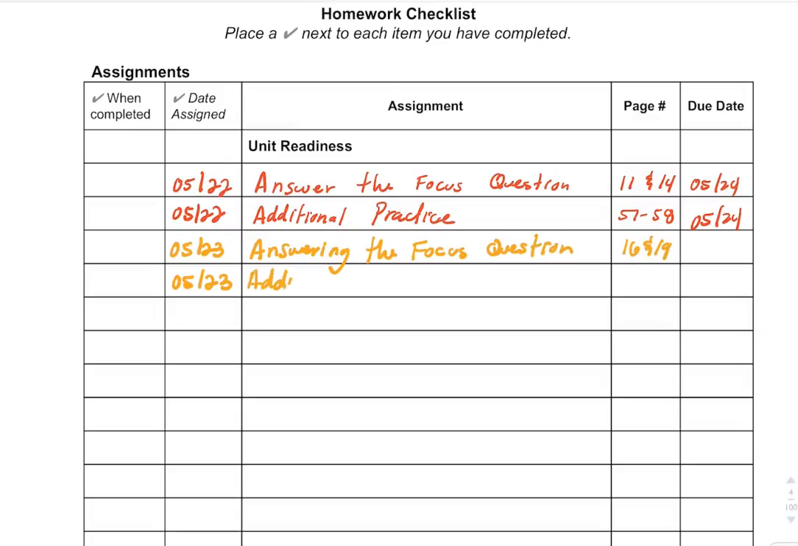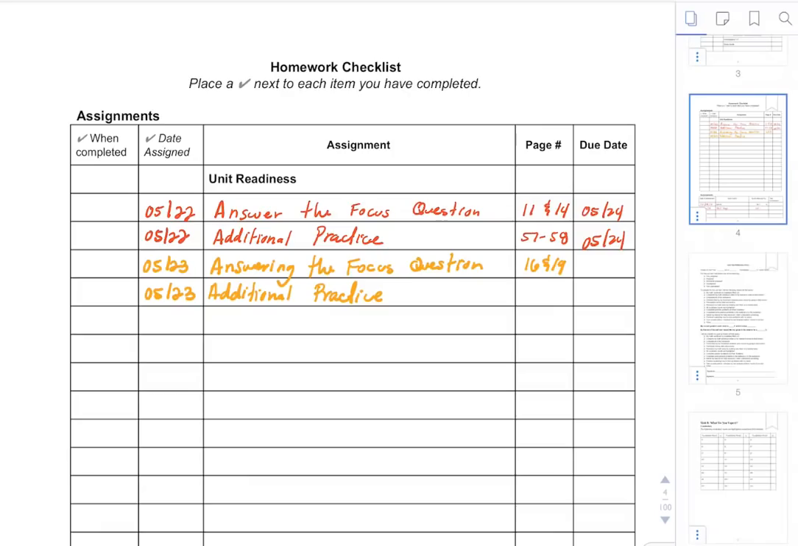And we have additional practice on pages 46 and 60. And this is due when you return. So this will be Monday and Tuesday next week. Sorry, Tuesday and Wednesday. I think it's the 28th and 29th. So 05/28 for odd and 29th for the even. All right, go ahead and copy that down.